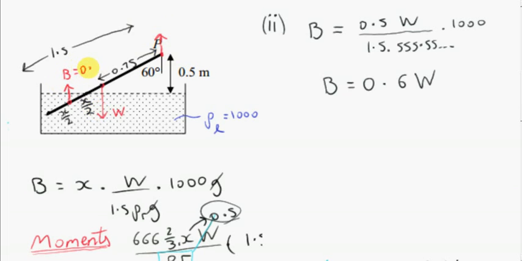So if B is 0.6 W, then this force here must be 0.4 W. 0.6W plus 0.4W is 1W. The upward forces must equal the downward forces for equilibrium. So if we call this force R, it is upward and has magnitude 0.4W.